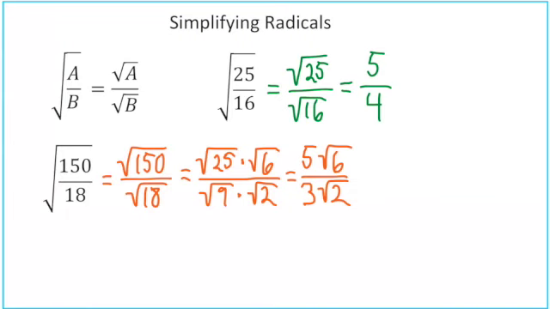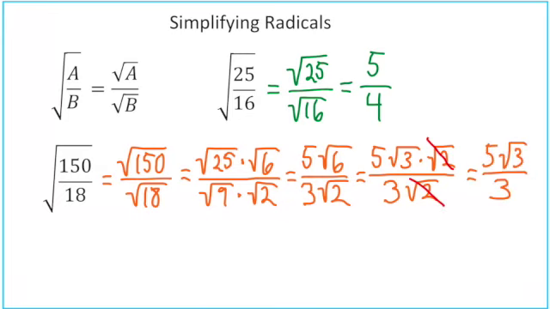However, we don't like to have radicals in the denominator. So we can further simplify by turning radical 6 into radical 3 times radical 2. Now we can cancel out the radical 2 on the top and the bottom. So we're left with 5 radical 3 over 3.